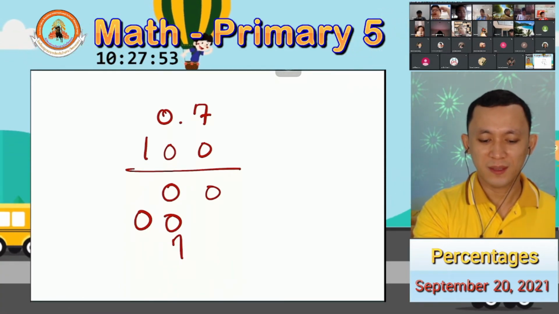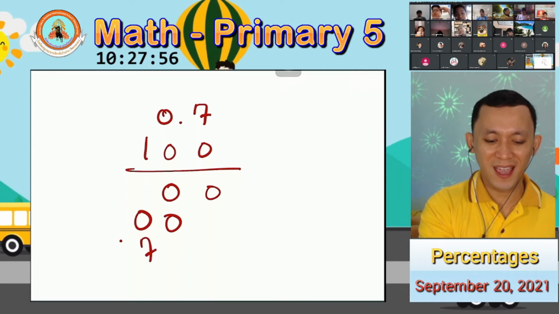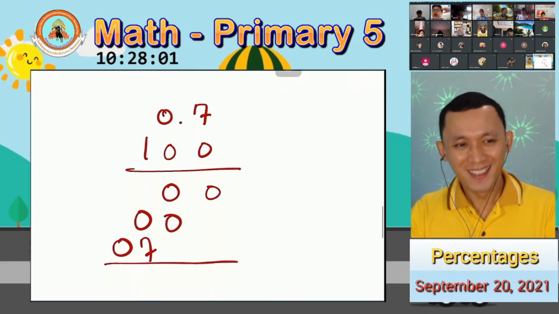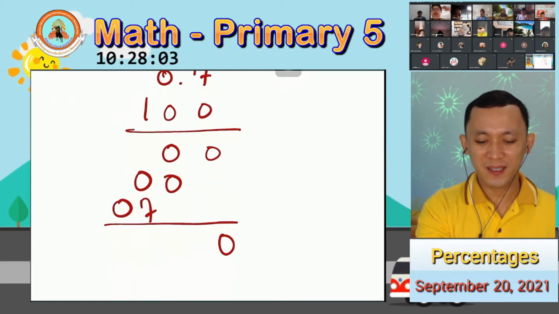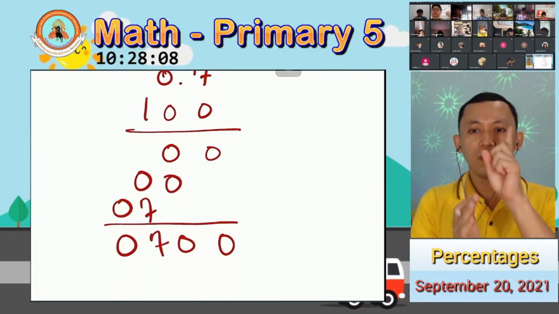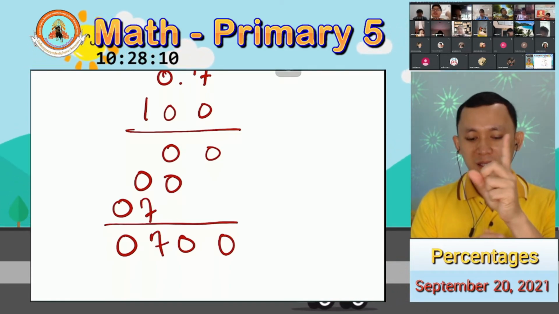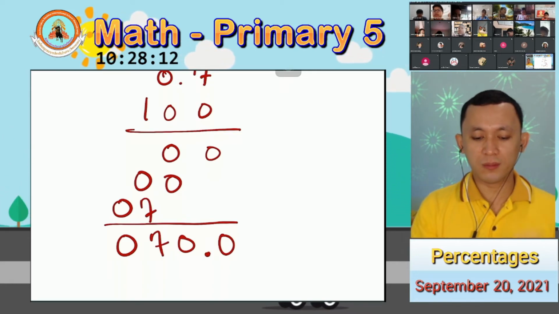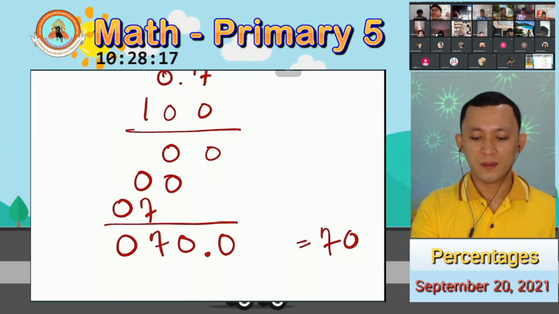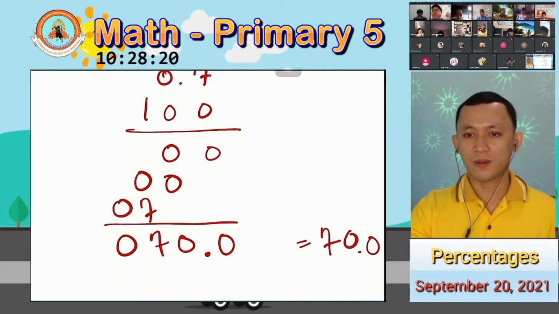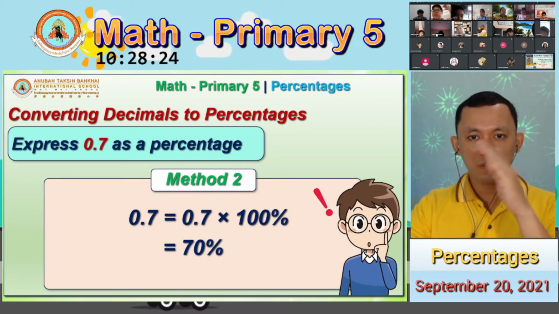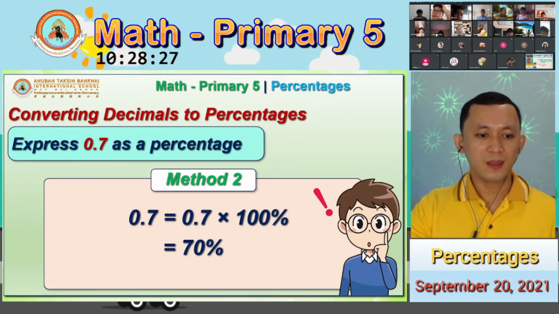So again, we have 0, 0, 7, and 0. How many decimal places do we have? We have 1 decimal place. So we have 70. Okay, so it is the same. You can multiply, or you can just convert to a fraction, that is the same.